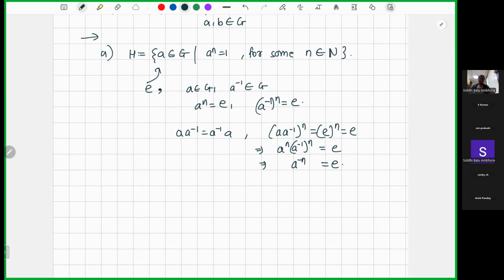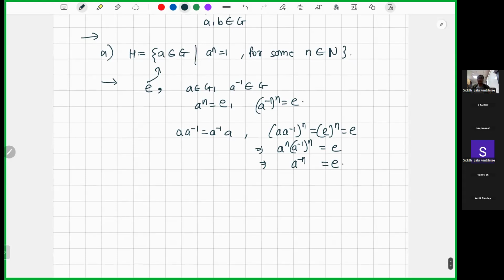But is H closed under the multiplication of my G? What they are asking is, if I take two elements from H, which have finite order, will their product also be in H or not? Will it have finite order or not? That's the question which this option is asking. Is the product always of finite order?